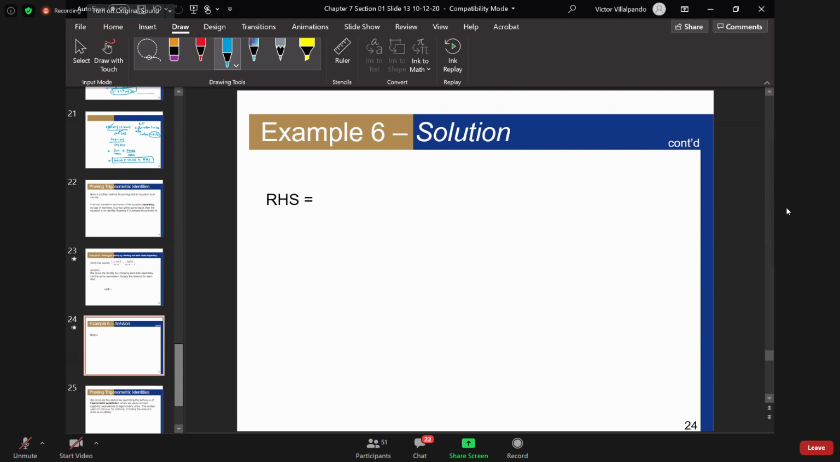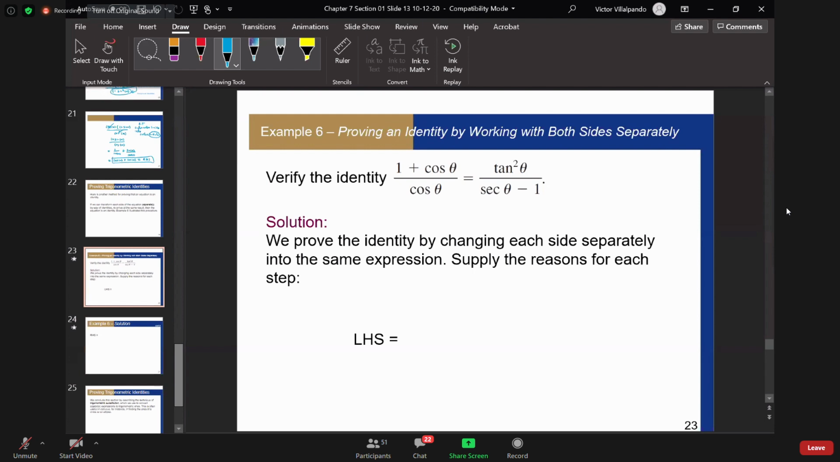All right, so let's get cracking. Let's go ahead and try this out. It says verify the identity. So we'll prove this identity by changing each side separately into the same expression. Supply the reason for each step. That's why these problems are a little bit challenging, especially on a paper exam, because you have to show every single step that you do on proving this.